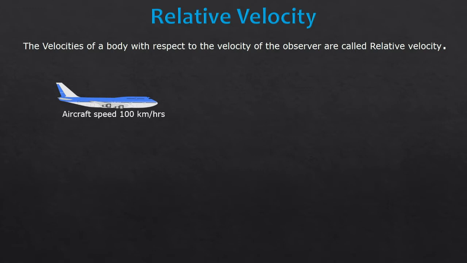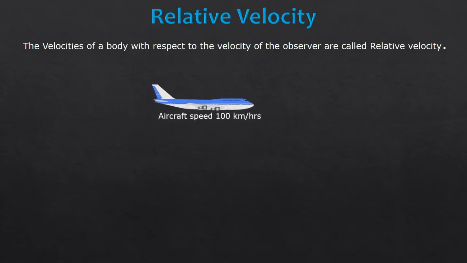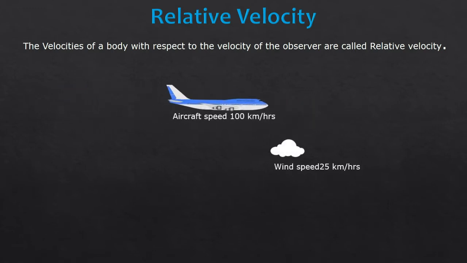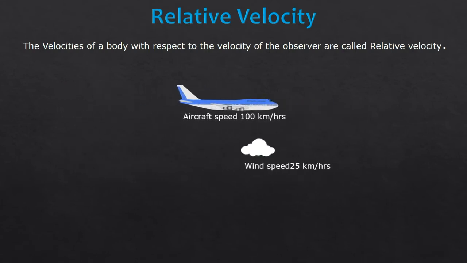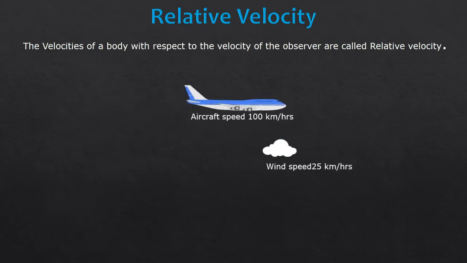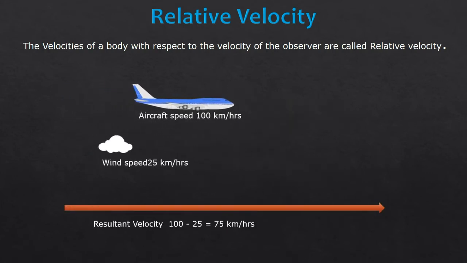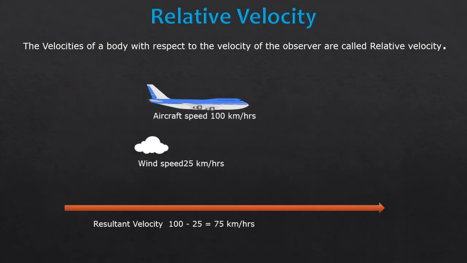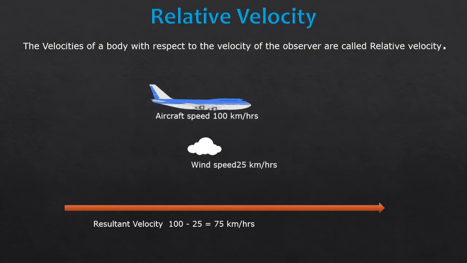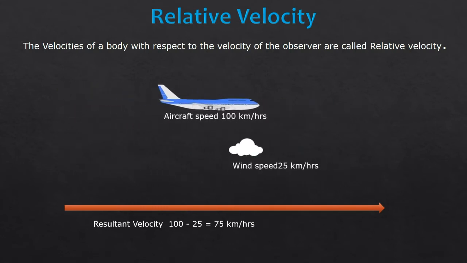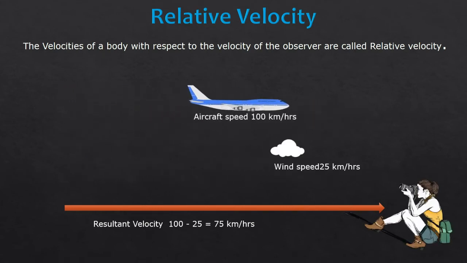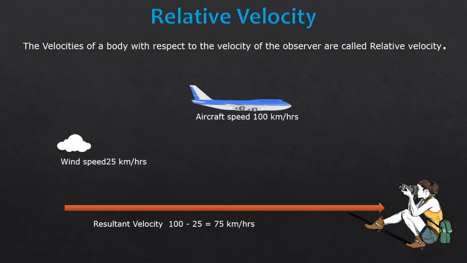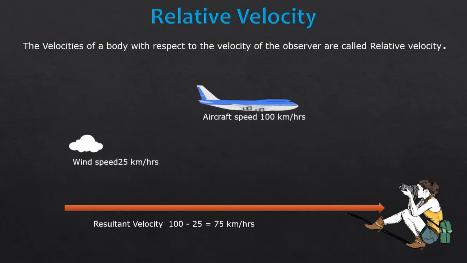Now again we'll take one example, but this time the wind is coming from the opposite of the flying path, that is a headwind. So the resultant velocity will be 100 minus 25, that is 75 km per hour. An observer will see the aircraft at the rate of 75 km per hour, not 100 km per hour.